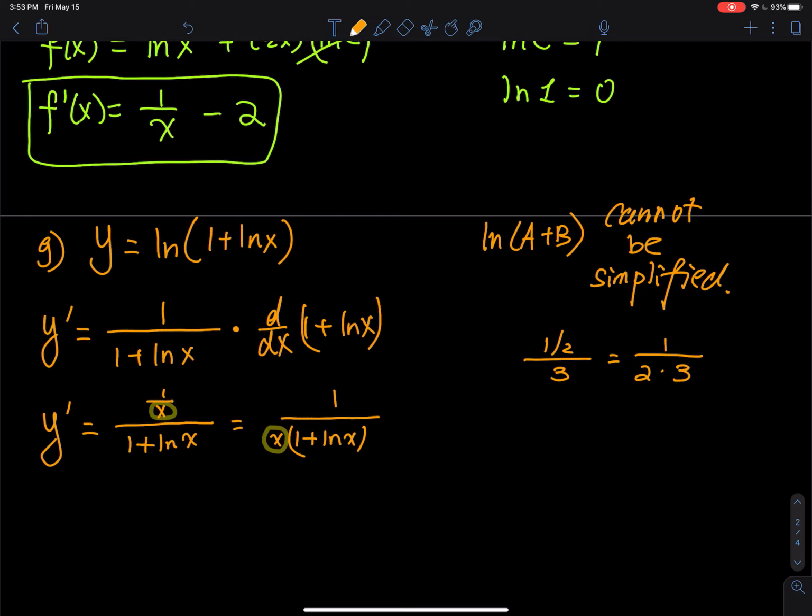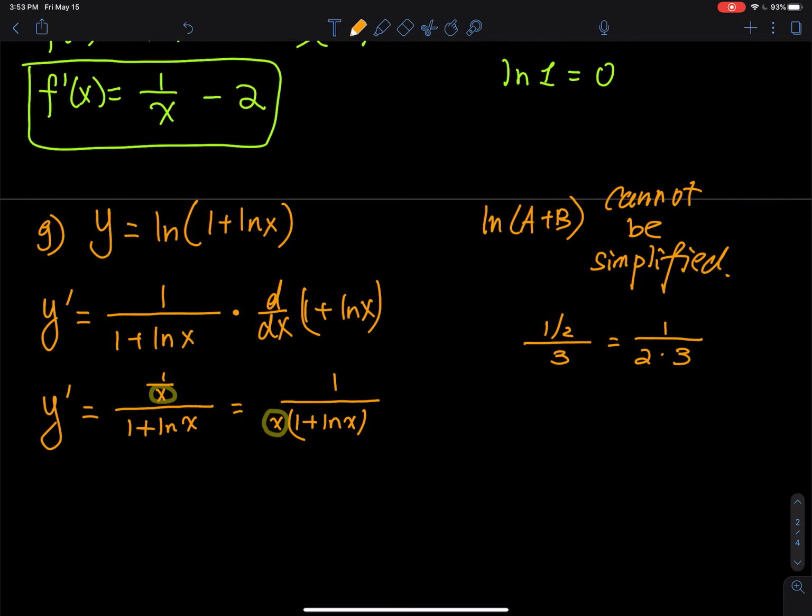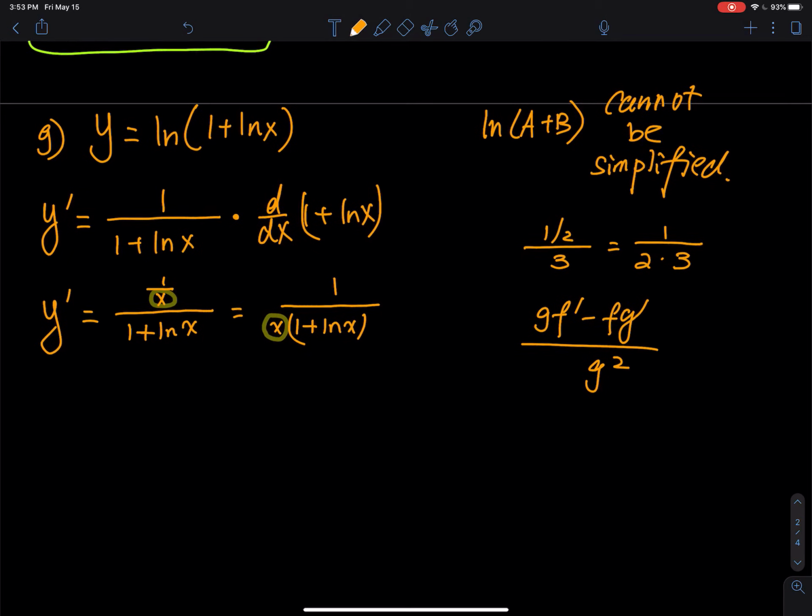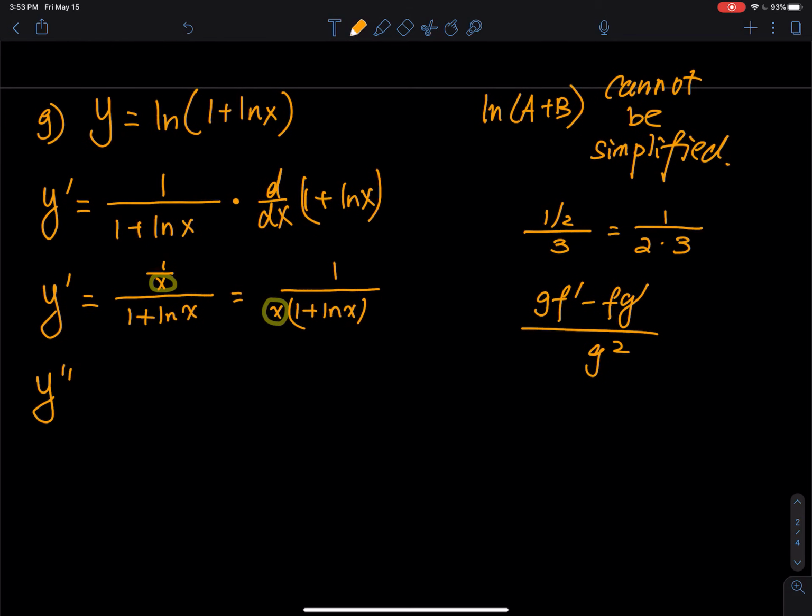So that is my y prime, and then for my y double prime, I have to use the quotient rule. So what's the quotient rule? The quotient rule is gf prime minus fg prime, divided by g squared. Yes, I am nice. I remind you this every single time. So y double prime, that's why you have to give me a like and then subscribe to my channel.